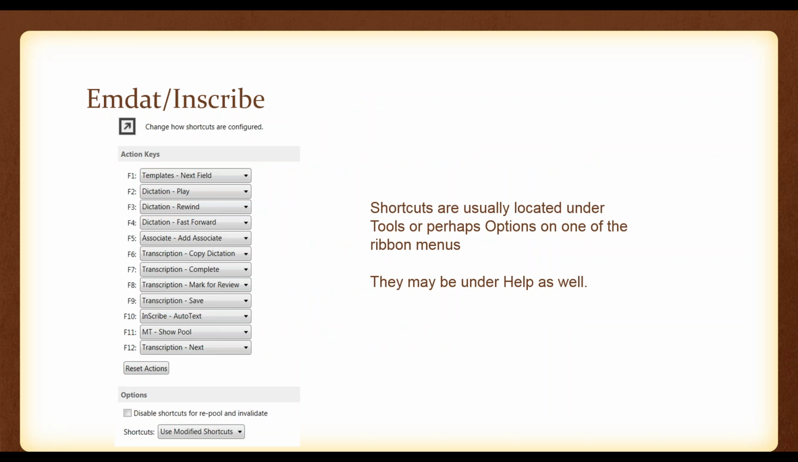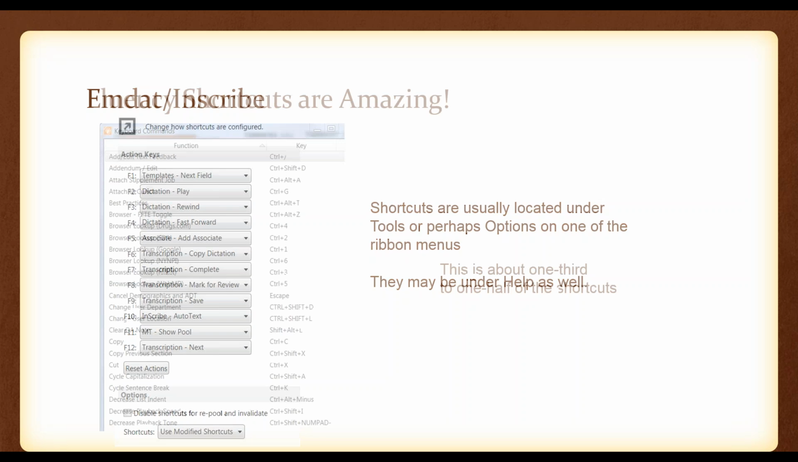They're usually located under Tools or Options. And it's always on a pull-down ribbon menu, or you can sometimes find them in the help menu. But even MDAT and InScribe, if you look here, there are so many different F1 through F12 keys that you can use, and you can also create some of your own or reset them. You can do all kinds of things. So I do encourage you to always check that out in a program.